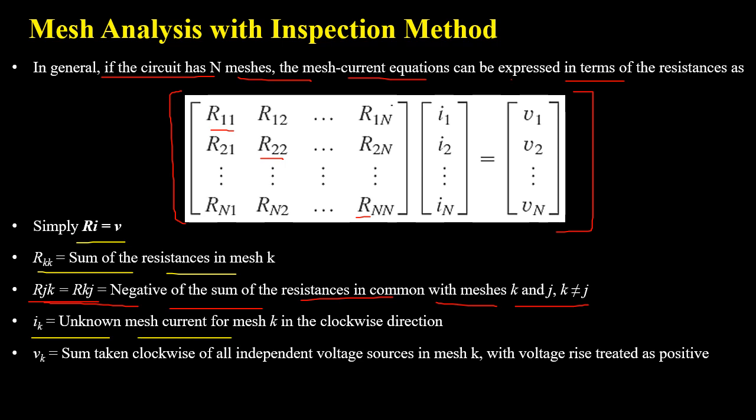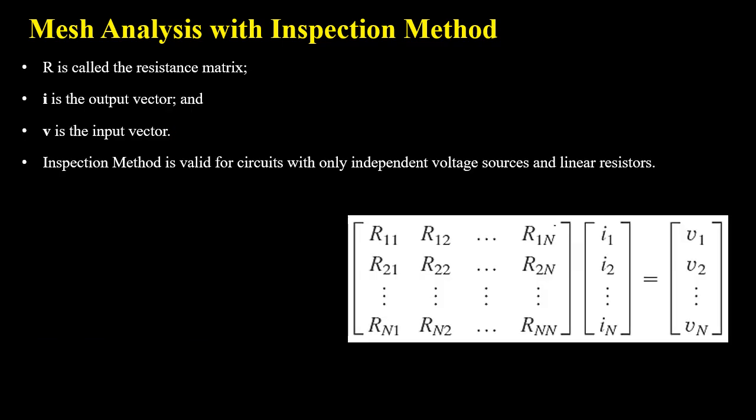Here Ik represents the unknown mesh current for mesh K taken clockwise in direction, and Vk represents the algebraic sum, taken clockwise, of all the independent voltage sources in mesh K. Also, the voltage rise will be treated as positive. Also note that the R matrix is called the resistance matrix, I is the output vector which is known as the mesh current, and V is the input vector which consists of voltages. The important thing to note is that the inspection method is only valid for circuits having independent voltage sources and linear resistors.